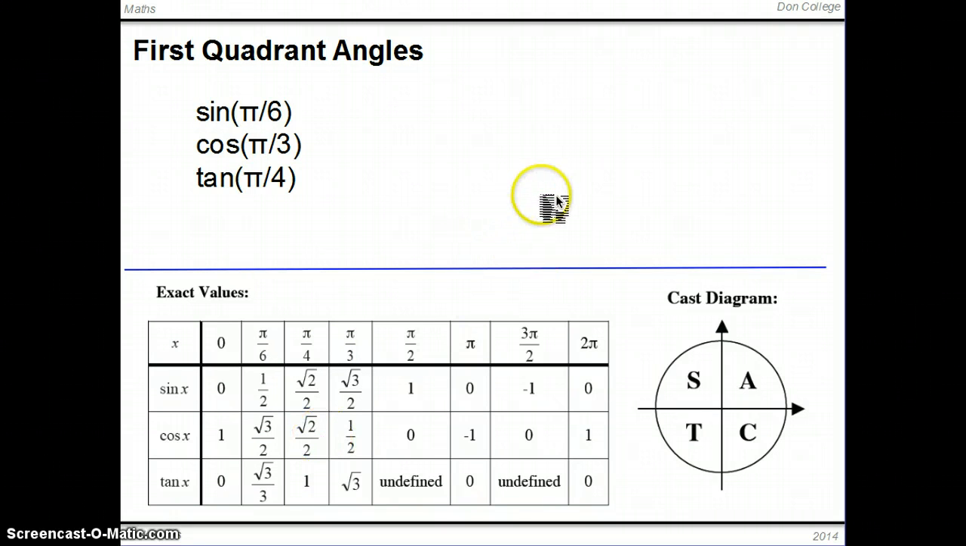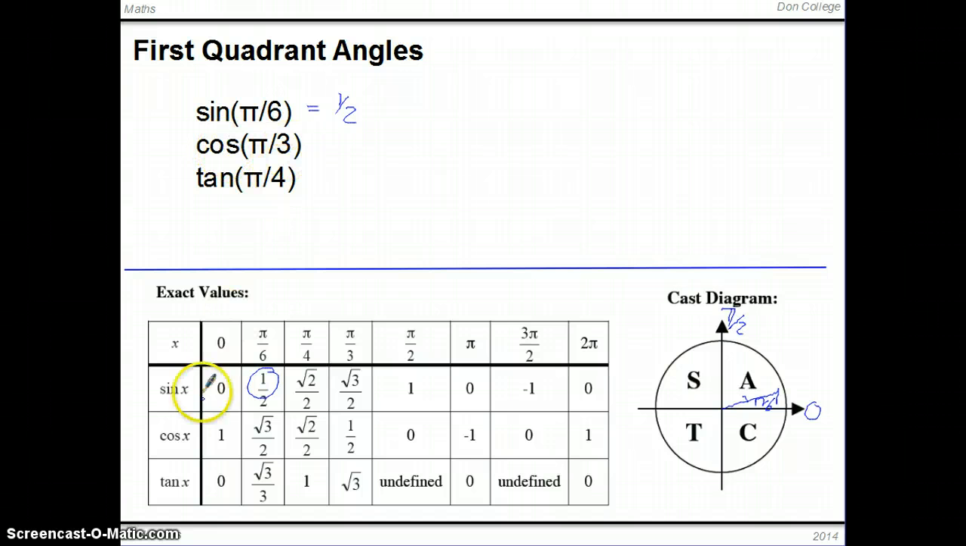So, for example, sine of pi on 6. This is a first quadrant angle. By first quadrant I mean between 0 and a half pi. Now, a sixth of pi is smaller than a half pi, so we're only looking about there. Sine of pi on 6 would be here. Now you can look that up straight away and say equals a half.